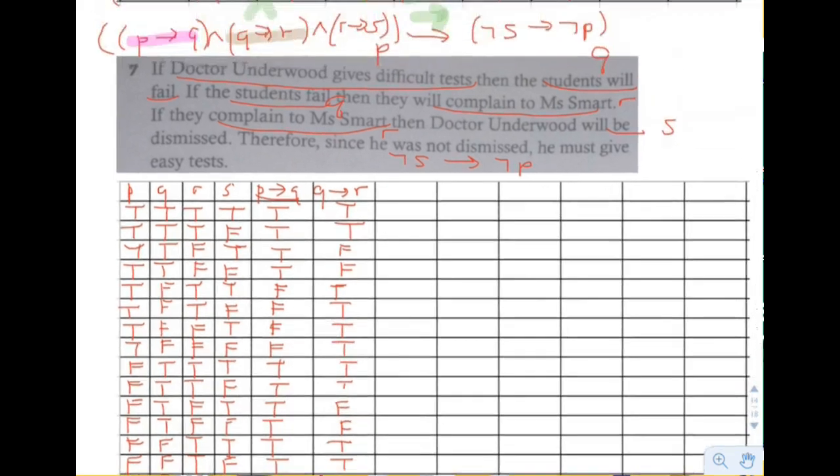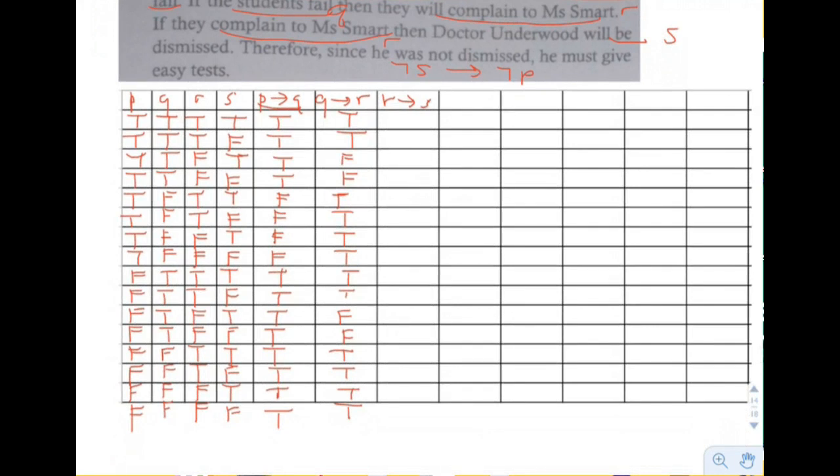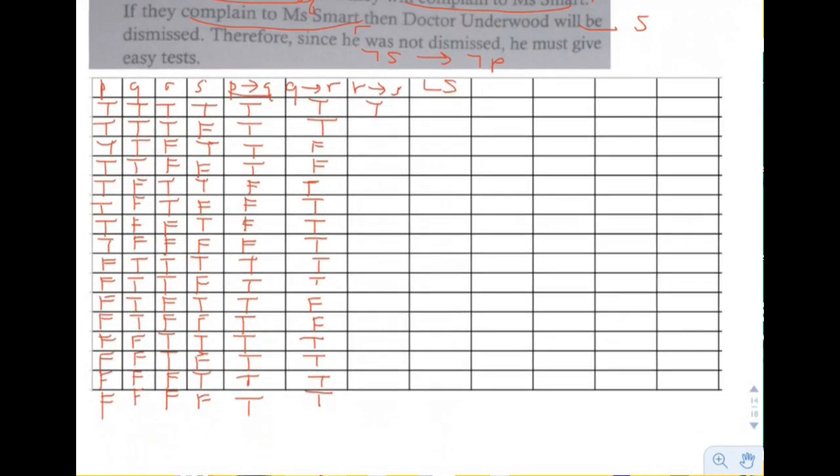Now the next thing would be R implies S. R implies S. So we do the same thing again. Whenever R is true and S is true, then we mark it true. So let's mark the R and S whenever it's true. There's true there, double true there, double true there, double true there. Okay, so we'll mark all these true.